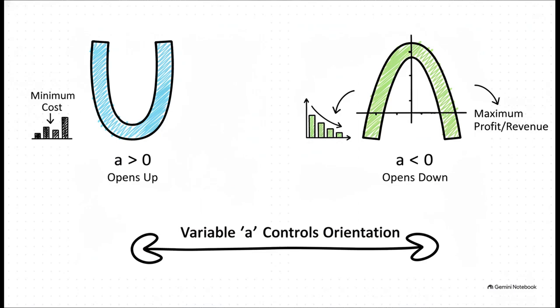What's really interesting here is how just one single, tiny piece of our formula completely controls the entire orientation of the shape. Look at the variable a. If a is a positive number, our parabola opens upward, forming a kind of U shape. This is incredibly useful if you're trying to find the absolute minimum of something, like, say, your production costs. But if a is a negative number, the parabola opens downward, creating an arch or an N shape. And this is exactly the curve we want when we're trying to find the absolute maximum of something, like our total revenue or our overall profit.